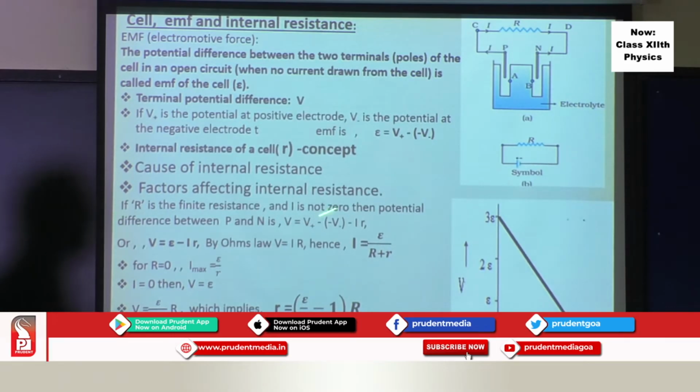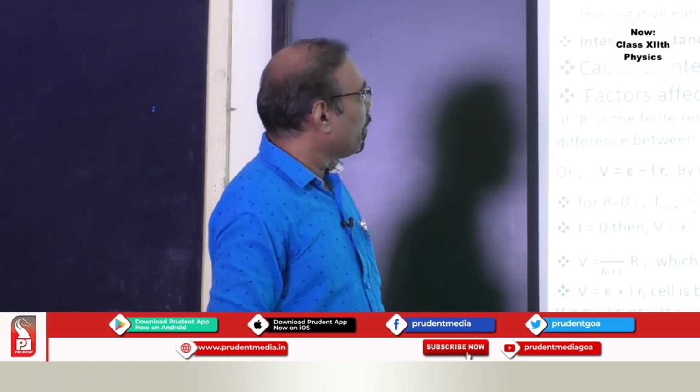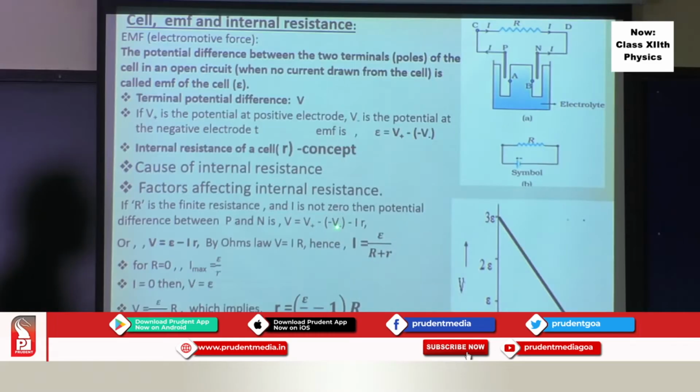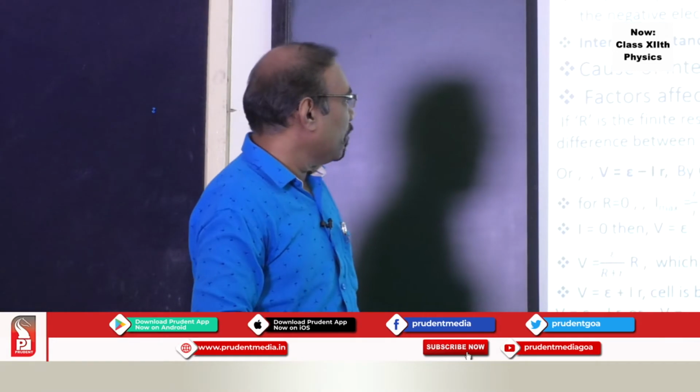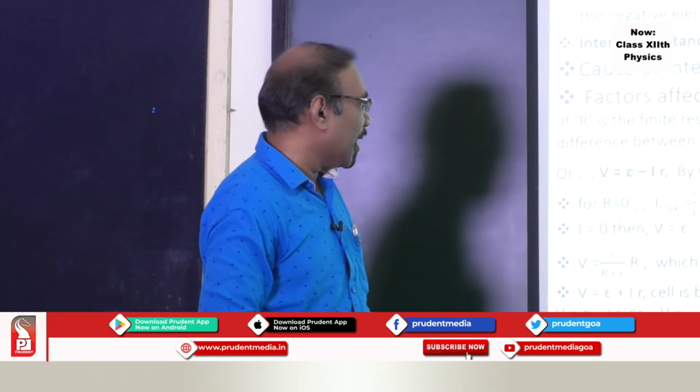So if you connect this to an external resistance R, we can write down the potential difference between P and N. So we have connected this cell to the external resistance R. The potential difference will be given by V plus minus V minus minus Ir, where Ir is the potential drop across the internal resistance of the cell. And if you put V plus minus V minus as the EMF of the cell, we get terminal potential difference E minus Ir. So when the cell is supplying current, the terminal potential difference is E minus Ir.